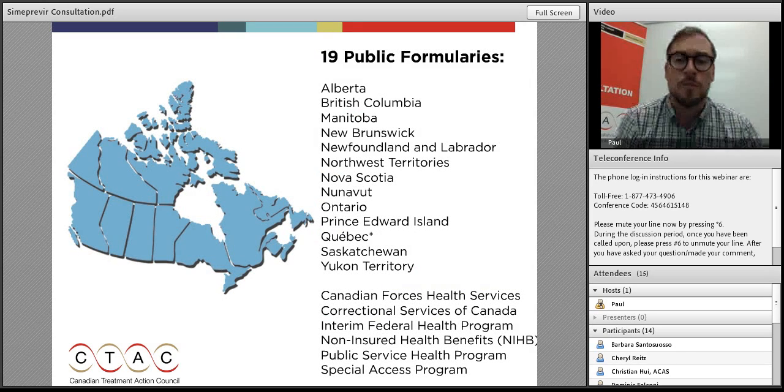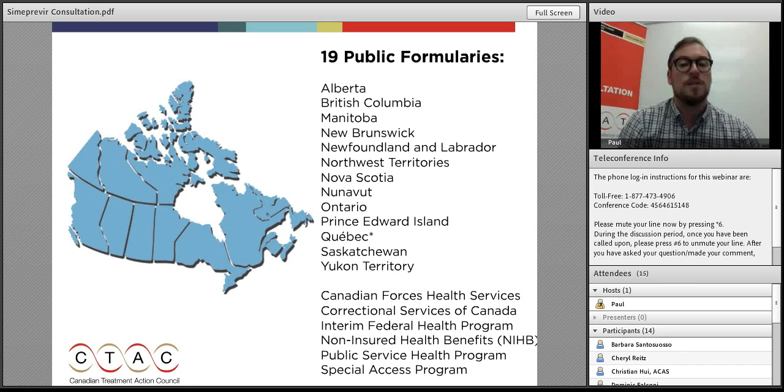There are 19 public formularies in Canada that list and provide access to medications. There's a public formulary for each province and territory, as well as 6 nationally administered formularies: the Canadian Forces Health Services Program, the Correctional Services of Canada Program, the Interim Federal Health Program, non-insured health benefits, which are health benefits for Status First Nations, Inuit, and Métis people in Canada, the Public Service Health Program, and Special Access Program.